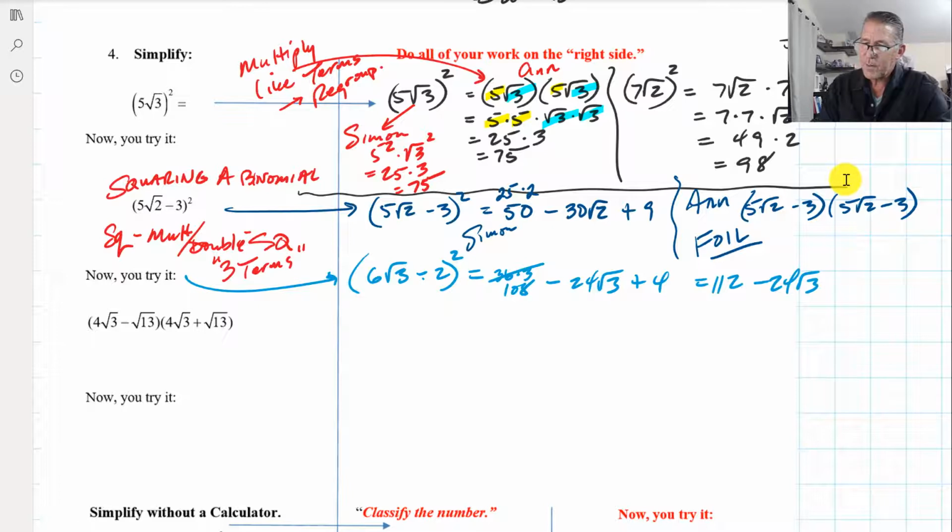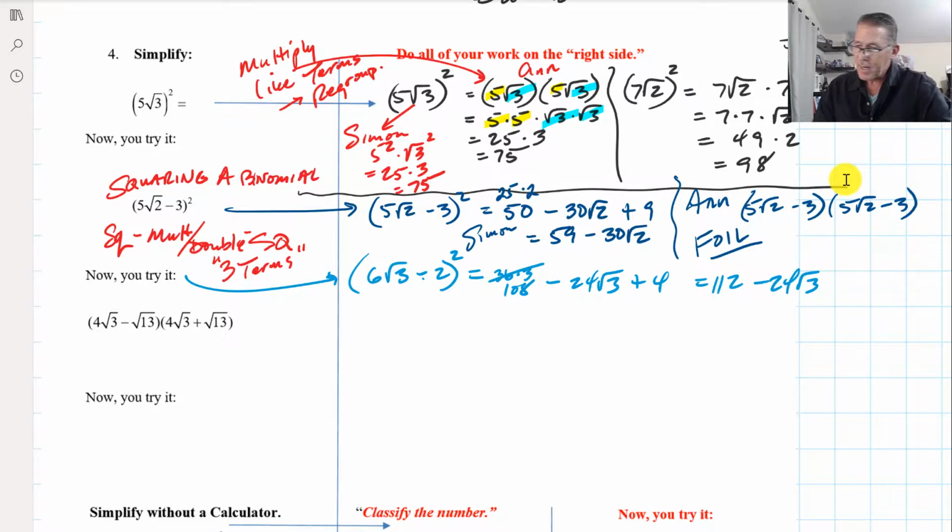Oh, and I just looked at the previous one here. I forgot to simplify it. So 50 plus 9 is 59. So 59 minus 30 rad 2. All right. That's how you square a binomial.